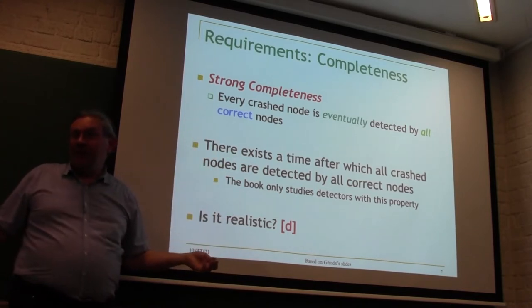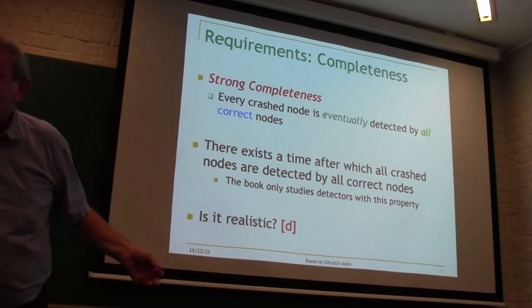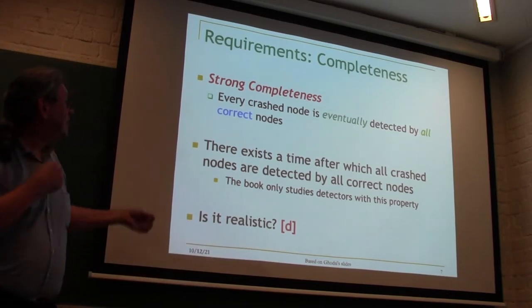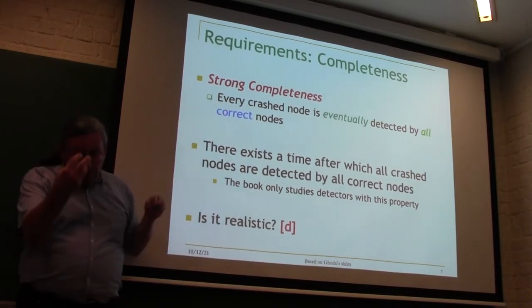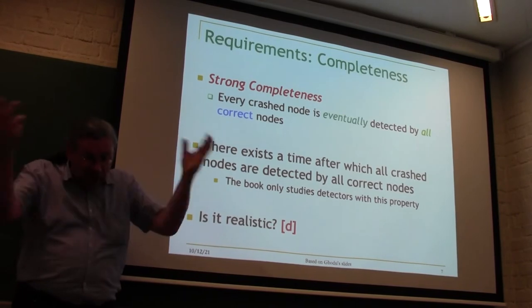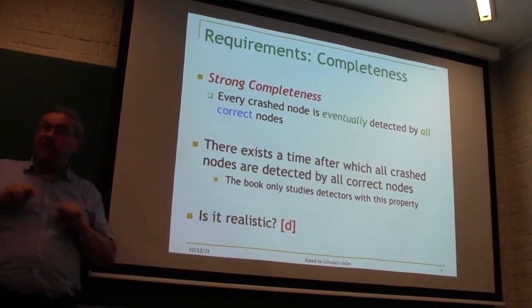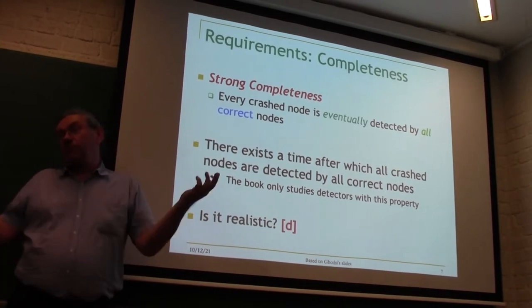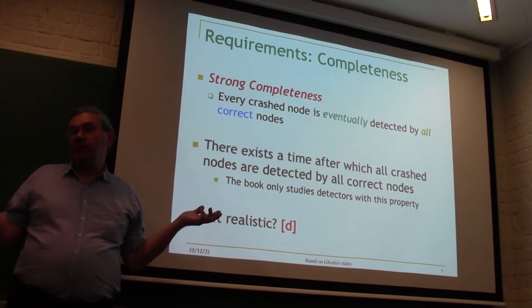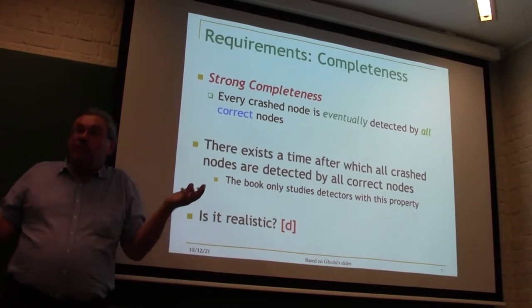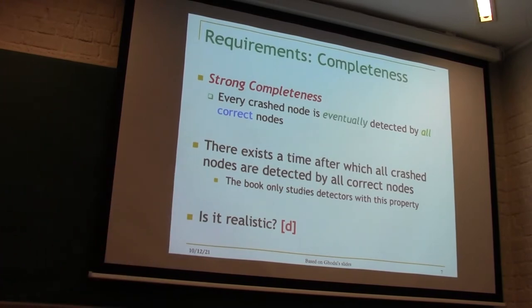No. Why not? Because in the internet, for example, if I want to hold the nodes in the internet, that means if any node crashes, then all of the correct nodes will eventually see that there is a problem with this node. So is it reasonable? What do you think? For the internet, you have this thing called IP, you have routers.